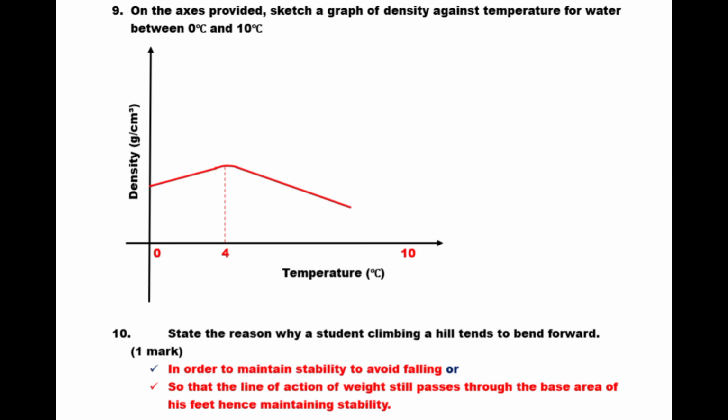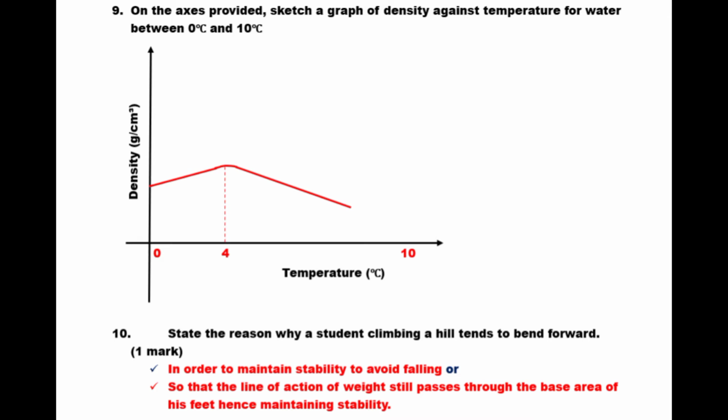Question 9. On the axis provided, sketch a graph of density against temperature for water between 0 degrees Celsius and 10 degrees Celsius. So we have the graph of density against temperature. So we know they are testing the anomalous behavior of water.